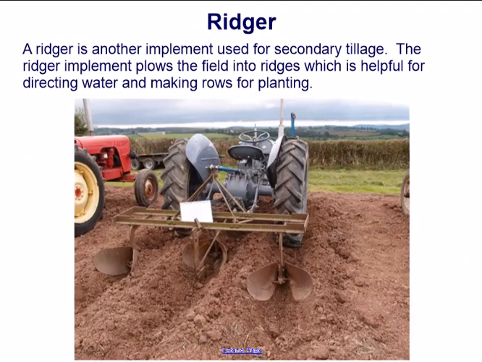Ridger. A ridger is another implement used for secondary tillage. The ridger implement plows the field into ridges, which is helpful for directing water and making rows for planting.